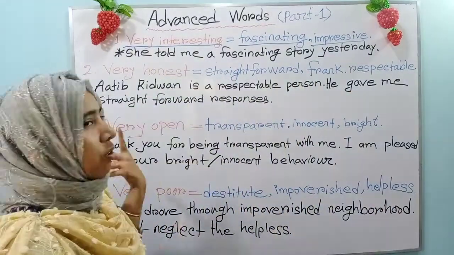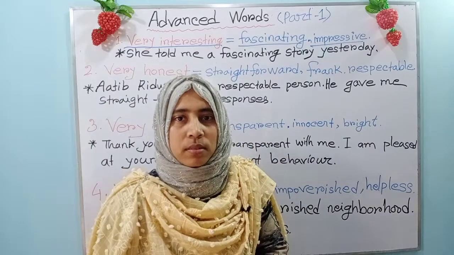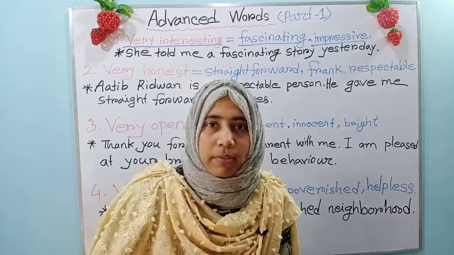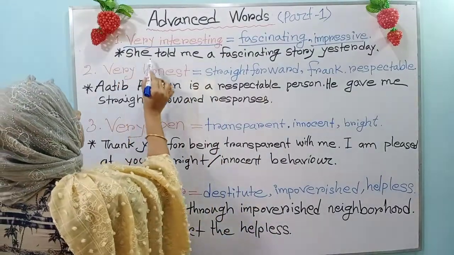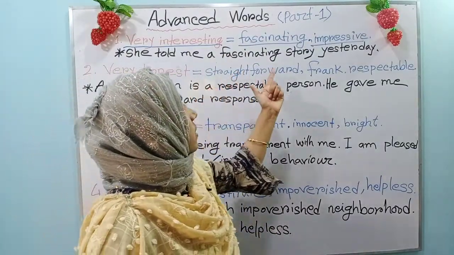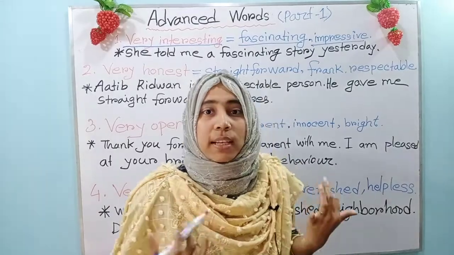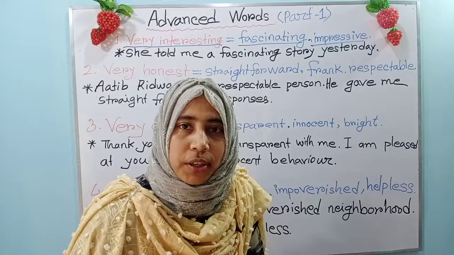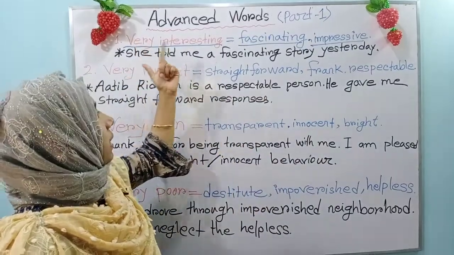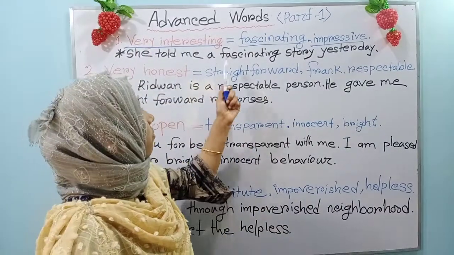And now we will practice a sentence. We know practice makes a man perfect. So let's start practice. Here, she told me a fascinating story yesterday. That means she told me a very interesting story. And instead of very interesting, we will use fascinating.